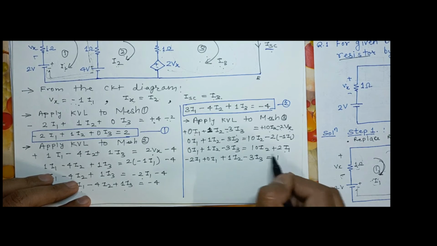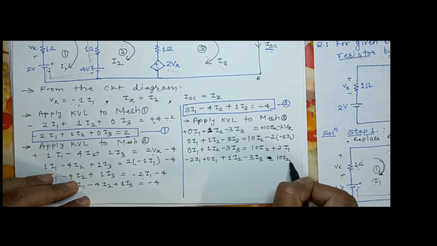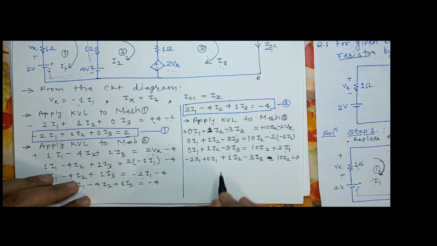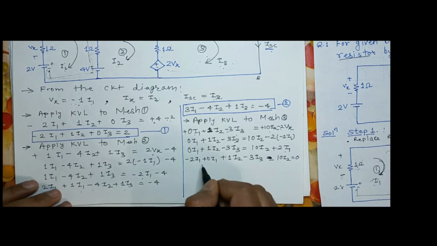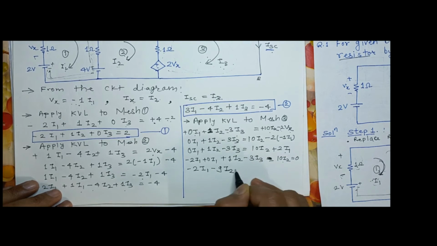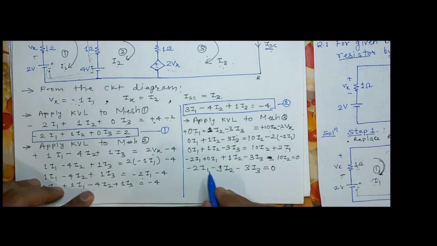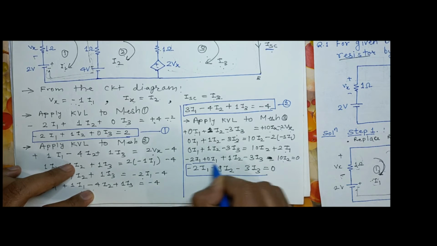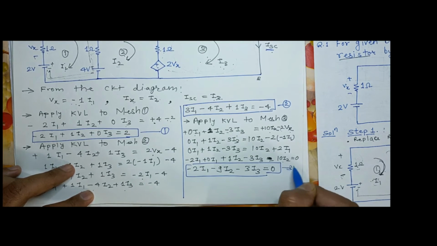Okay, so we also have to shift this 10 I2, so it will become minus 10 I2 and the right side becomes 0. So now you can see this is minus 2 I1, then plus 1 I2 and minus 10 I2, so it is minus 9 I2, and minus 3 I3 equals 0. So this is equation number 3.